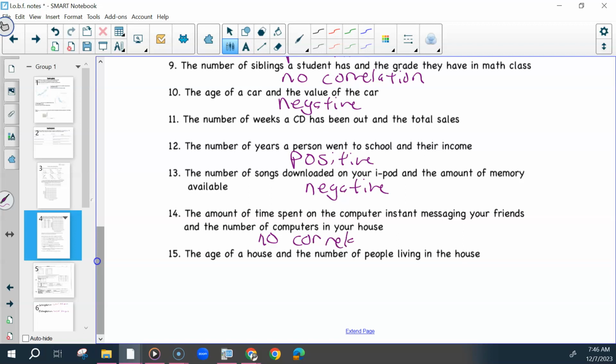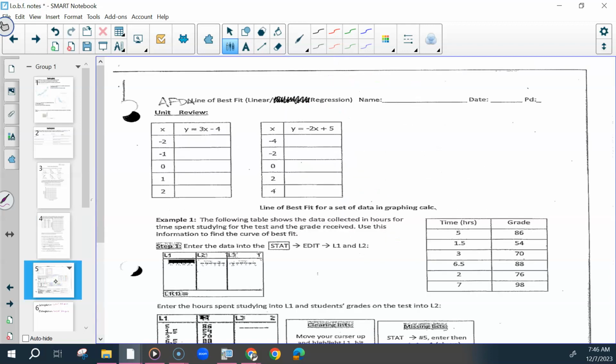If you ever take a stats math class, you'll hear something: correlation doesn't equal causation, which means they could be positively or negatively correlated, but that doesn't mean one affects or causes the other. Questions on how positive, negative, no correlation works? Let's go on to the next page.